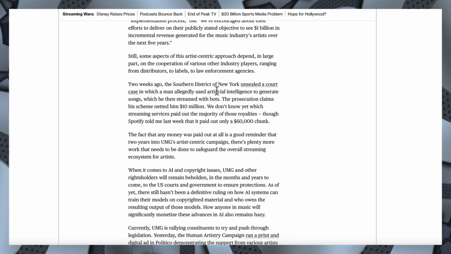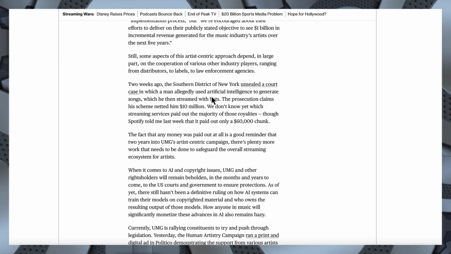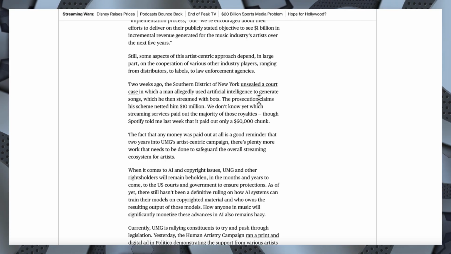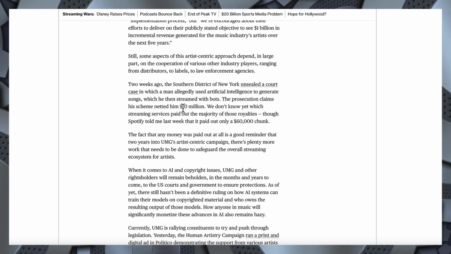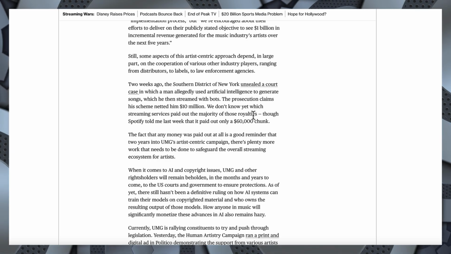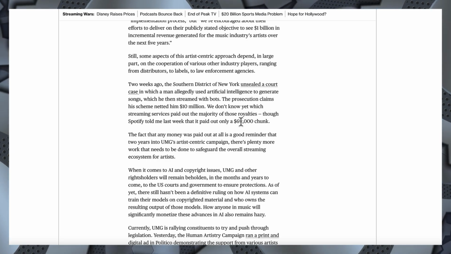2 weeks ago, the Southern District of New York unsealed a court case in which a man allegedly used artificial intelligence to generate songs, which he then streamed with bots. The prosecution claims his scheme netted him $10 million. We don't know yet which streaming service paid out the majority of those royalties, though Spotify told me last week that it paid out only a $60,000 chunk.